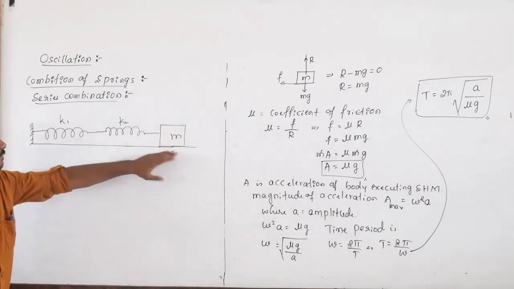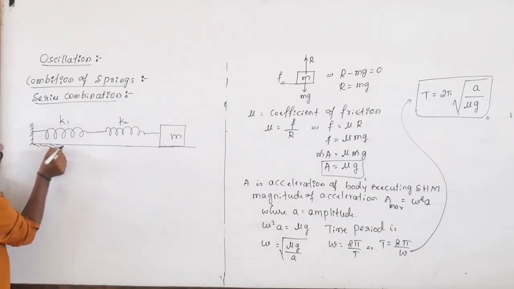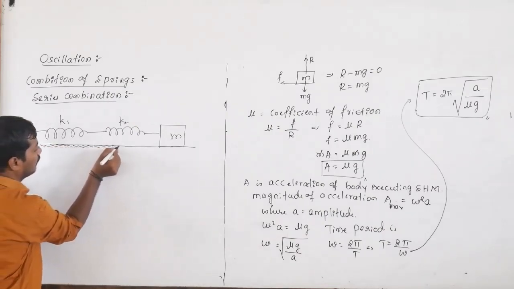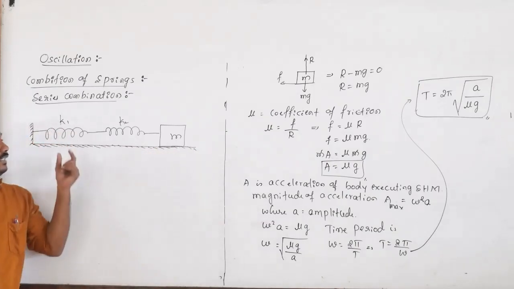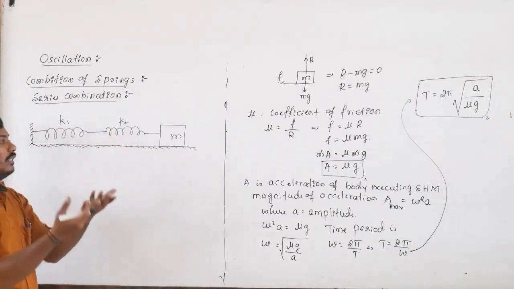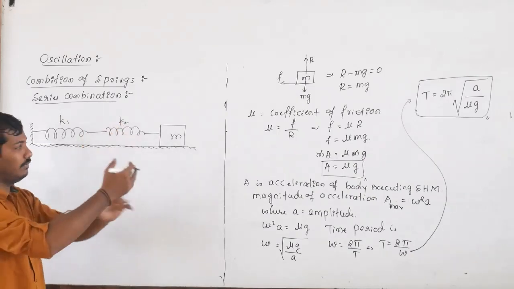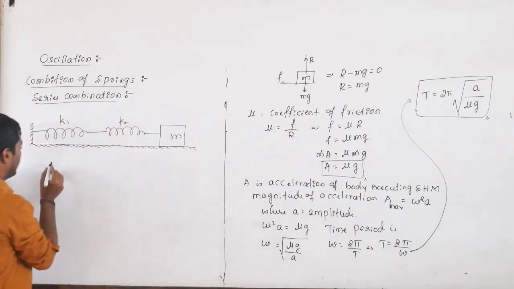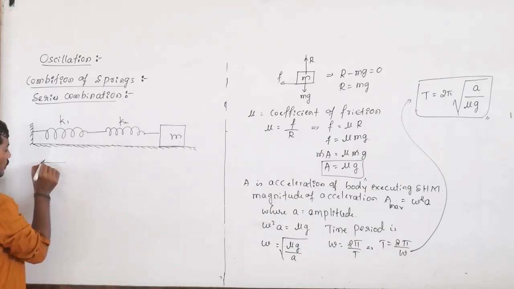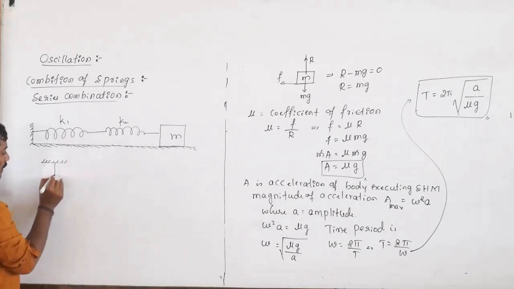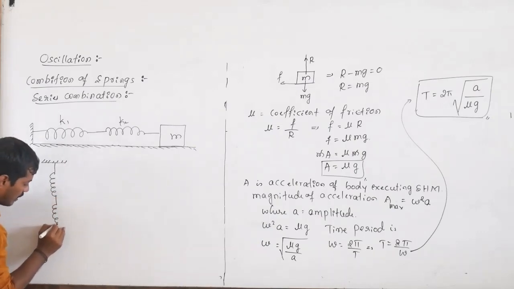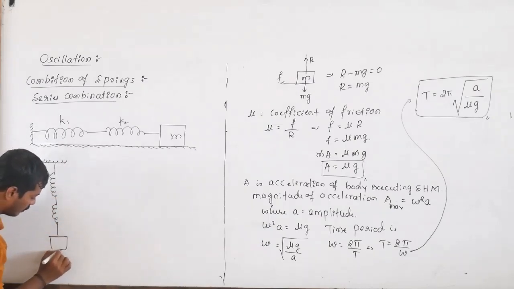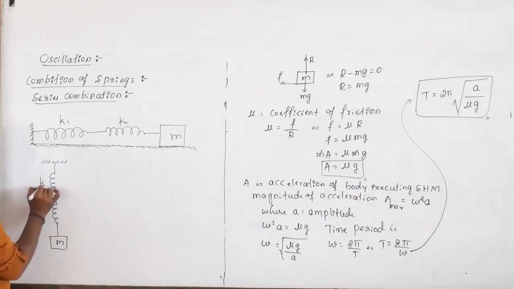This is a frictionless surface, so there is no friction here. These two are connected in series. This is also the diagram for the hanging case: there is a rigid support, one spring is connected like this, another spring is there, and the mass is attached to the springs. The spring constant of one is K1, and of the other is K2.